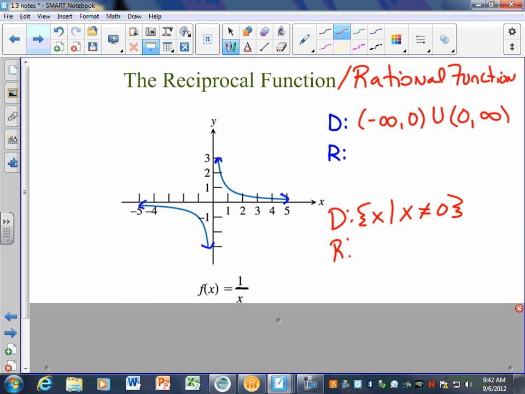And I gave you that little rule that said if the numerator degree is less than the denominator, your horizontal asymptote will always be y equals 0. And so we can say the exact same thing. Negative infinity to 0, 0 to infinity, or same thing, just change it to y. Y can be everything but 0.